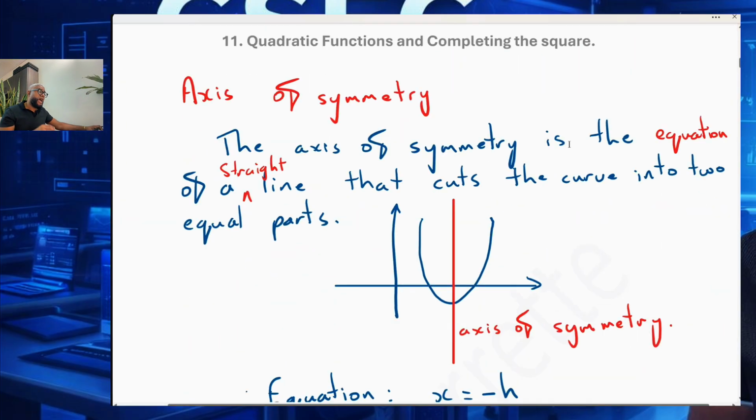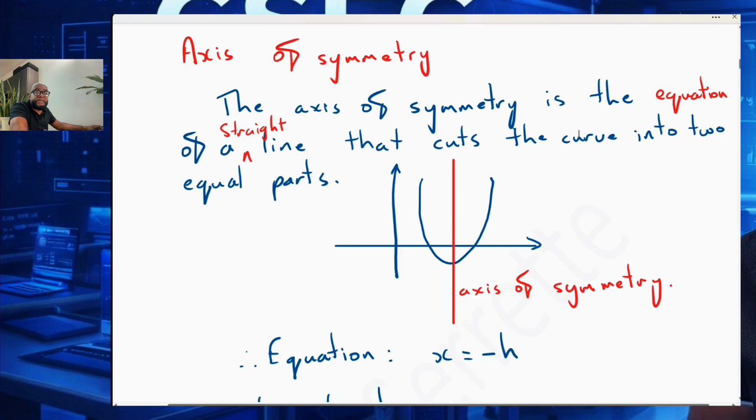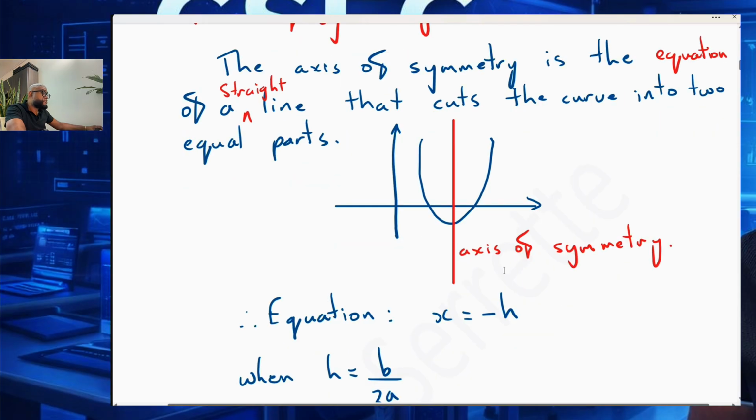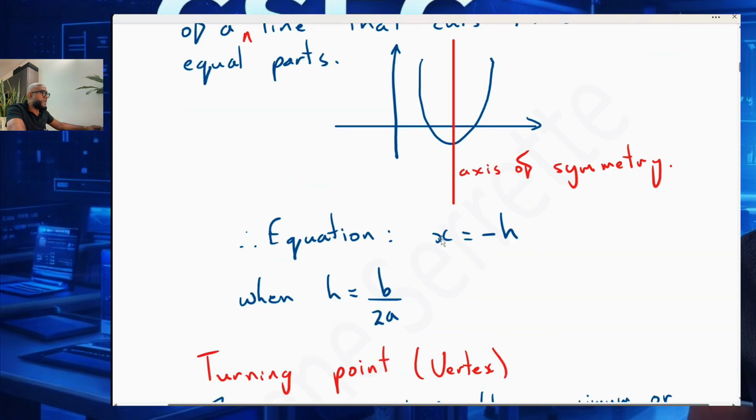Axis of symmetry, right? A symmetric line is basically a line that cuts a shape or anything into two equal pieces, right? So the axis of symmetry is the equation of a straight line that cuts the curve into two equal parts. I have a minimum curve here, and I have my axis of symmetry cutting it into two equal parts, right? So the equation for this axis of symmetry will be x is equal to negative h, where h is equal to b over 2a. Everybody locked in there? Lock in.